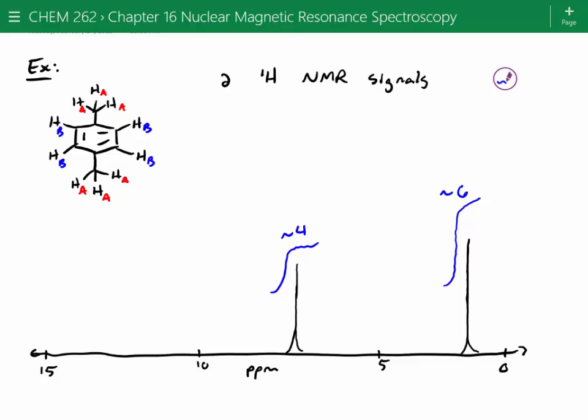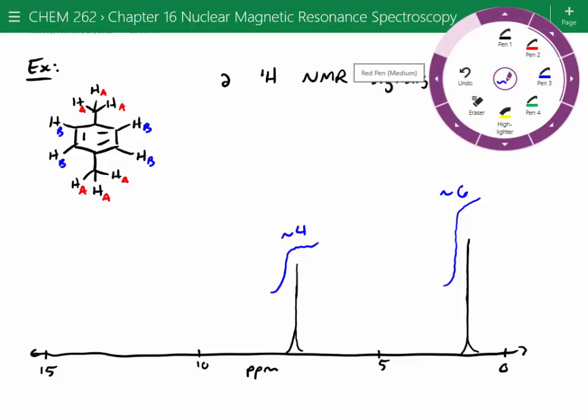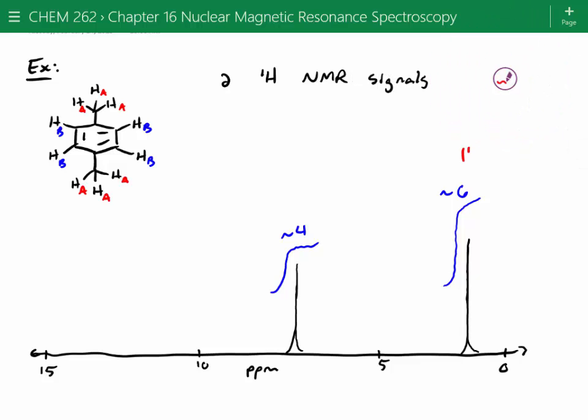So which peak do you think corresponds to which proton? Or proton set, I should say. HA. So the one on the right is which one? HA, right? So if we look at this one, the one that integrates as 6 must be HA.